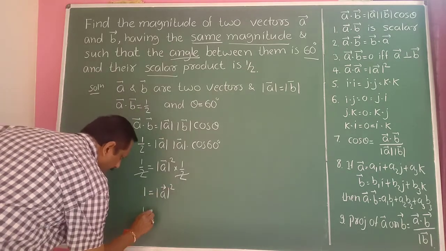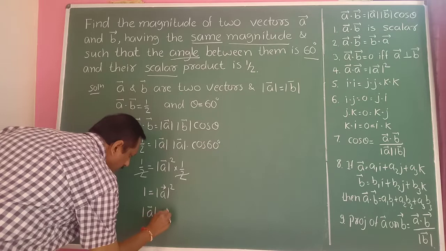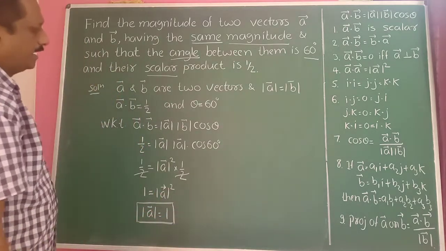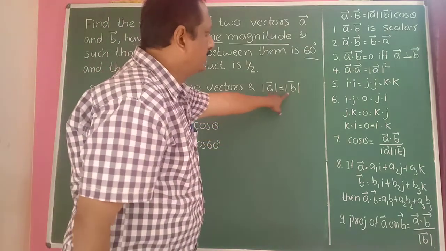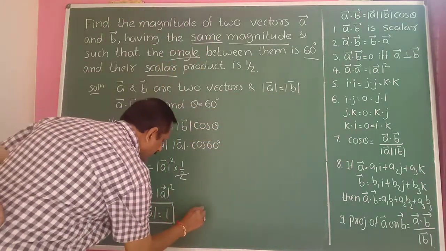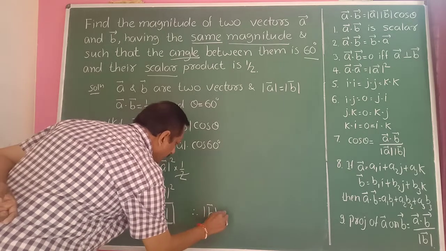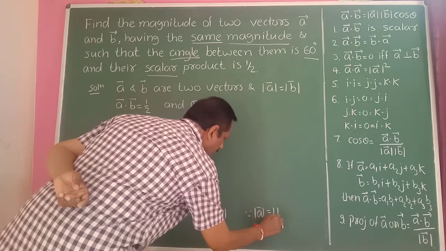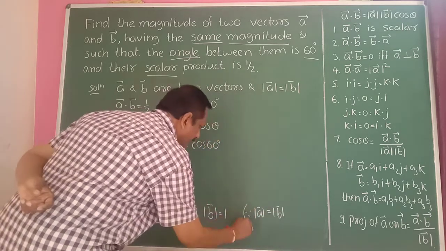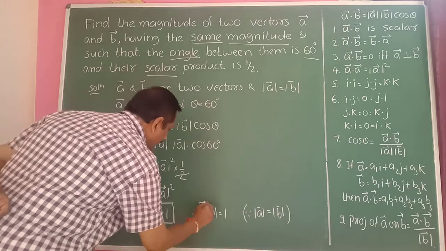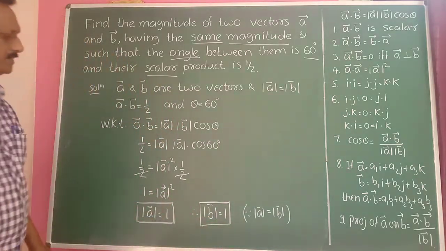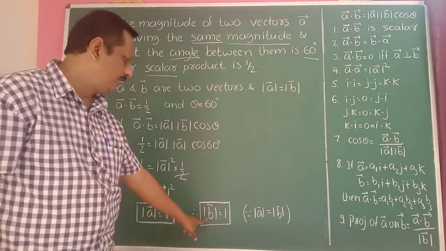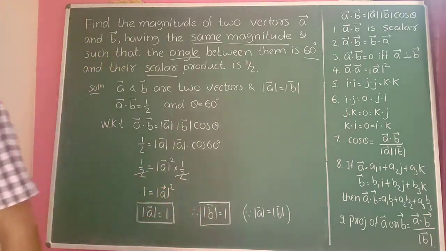Yes, modulus of A bar is equal to 1 because the square root of 1 is 1. So modulus of A bar is 1, and the modulus of B bar is also 1 because both are equal. Therefore, modulus of B bar is equal to 1 because modulus of A bar is equal to modulus of B bar. So modulus of A bar is 1, modulus of B bar is also 1 because both are equal.